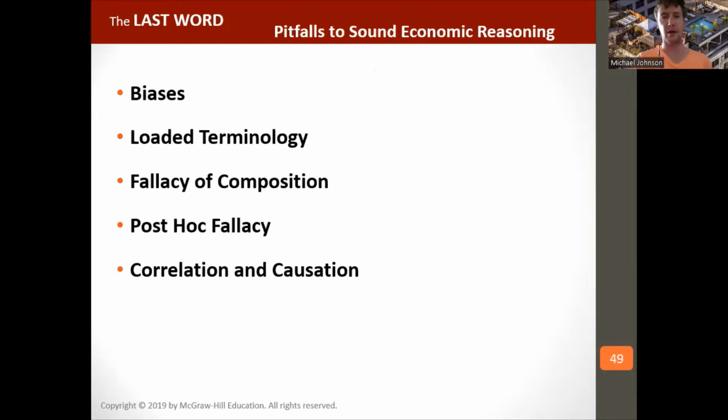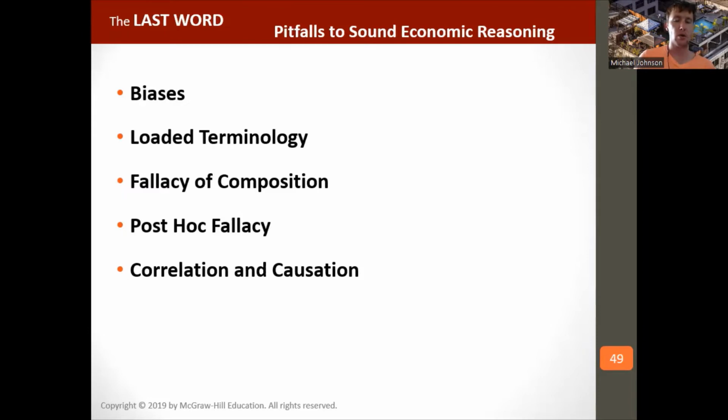There are a lot of issues with economic reasoning, including biases. A lot of people make up their opinion before they see the data. That's a big problem. You have to evaluate the data and then make a conclusion, not come in with your conclusion already made. A lot of people already have a conclusion before they see the data, and that's a big problem.